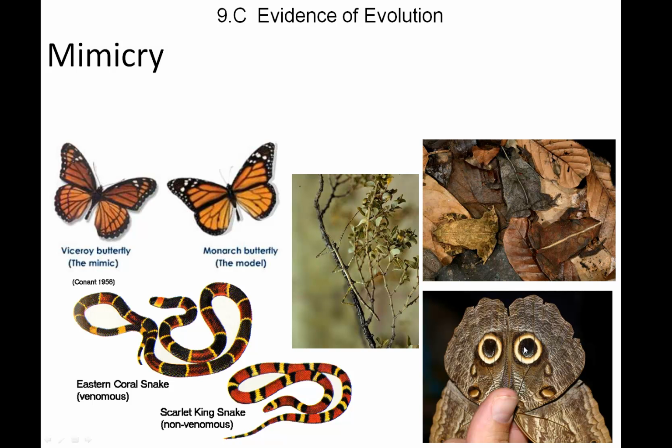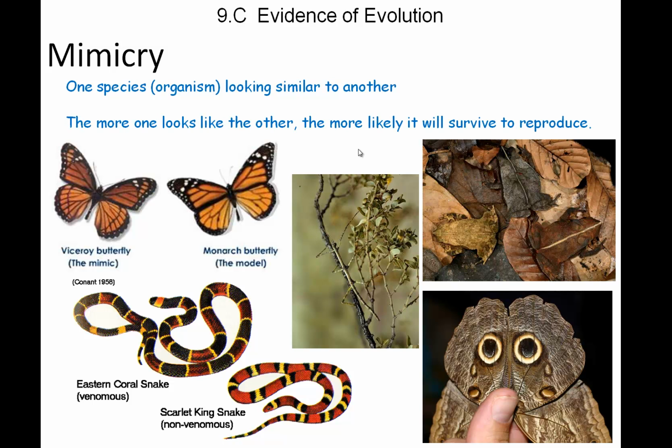And we have an owl down here. It actually looks like an owl, but these are eye spots on the back of a moth. And maybe it can keep a raccoon who likes to eat moths from sneaking up on it because it's being seen. So mimicry is when one species or organism looks like another, and again, it is more likely to survive so it can reproduce.